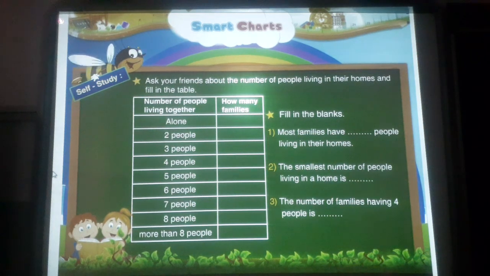Then fill in the blanks. 1. Most families have dash people living in their homes. 2. The smallest number of people living in a home is dash. 3. The number of families having 4 people is dash.